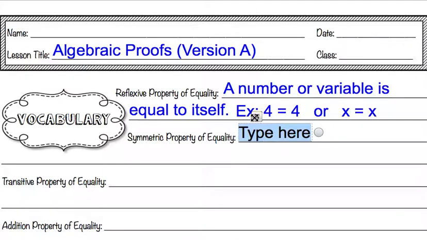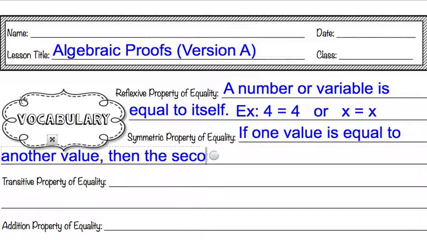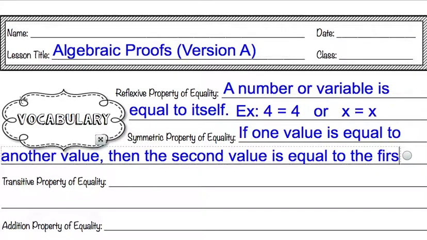The symmetric property of equality is very similar. This is stating that if one variable or one value is equal to another value, then the second value is equal to the first value. And I'll give you an example. This is a lot more simple than it seems like it would be.